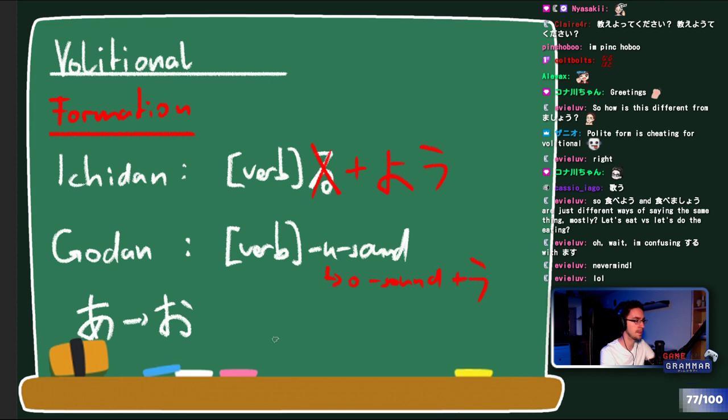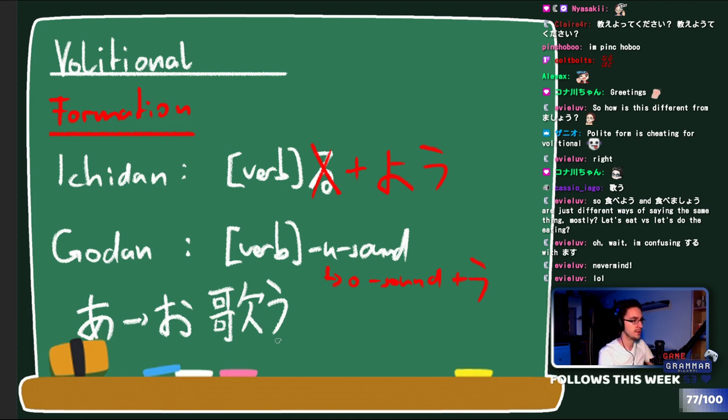Let's take the example of utau. Utau looks like this. I'm going to try and draw these kanji, which basically would look like this. And then I think it's right, yes. So utau looks like this, right? Utau, this means to sing. The furigana would be utau, to sing. I'm going to get rid of that for space reasons. Utau means to sing, like to sing a song.